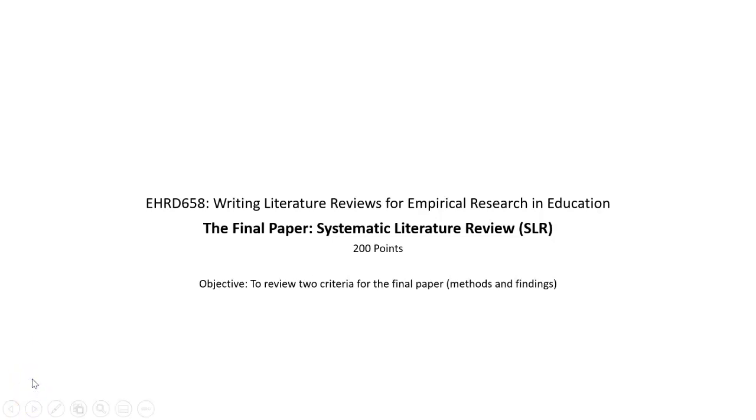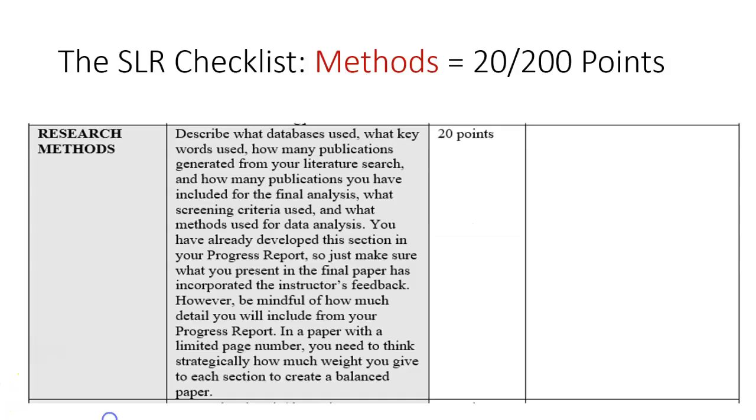Howdy. This video is for our course EHRD 658, Writing Literature Reviews for Empirical Research in Education. This video supports the final paper for our course, which is creating a systematic literature review worth 200 points. The objective of this video is to review two criteria for the final paper, specifically the methods and the findings.